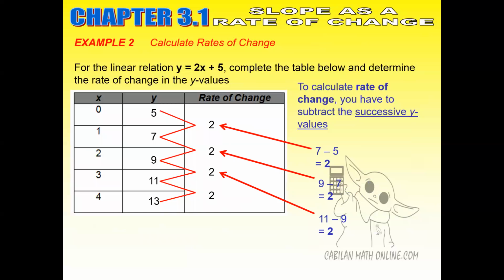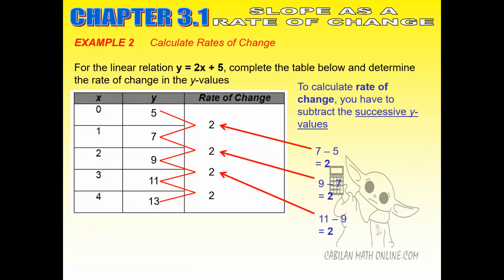Now, as I said before, some of you could probably see that these numbers here are going up by 2, and that's just another way to calculate rate of change. Now, you're probably asking, when do we have to subtract? When is a good time to subtract the successive y values? If you don't see the pattern right away, that's probably the best time to do it. But what's also going to be a great way to use the subtraction of successive y values is when you have negative numbers. If you have negative numbers, it's a nice time to do it.